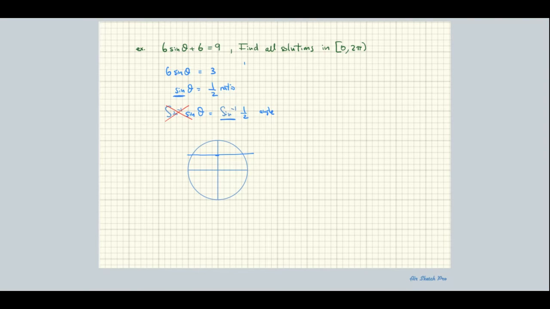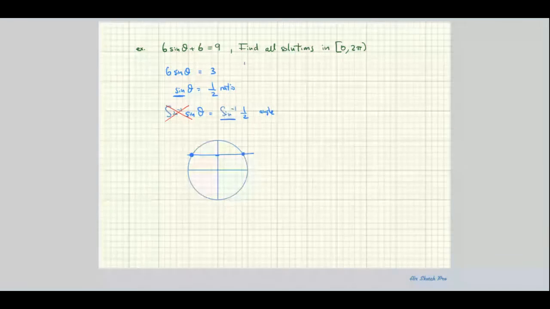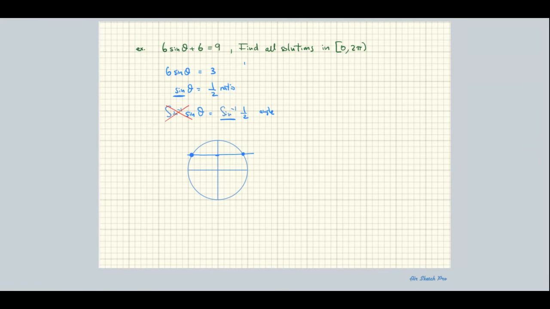Oh, look. It hit two places. Once here and once here. And this is totally typical. What's usually going to happen is that if I'm looking for the angles, the solutions between 0 and 2 pi, in other words, the solutions on the unit circle, I'm usually going to get two solutions. Okay?